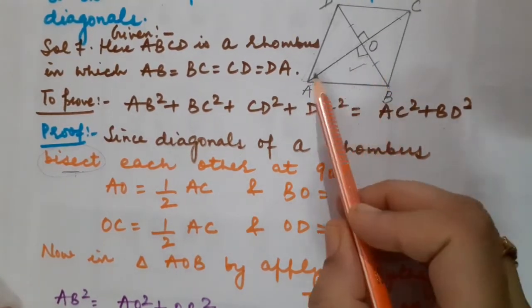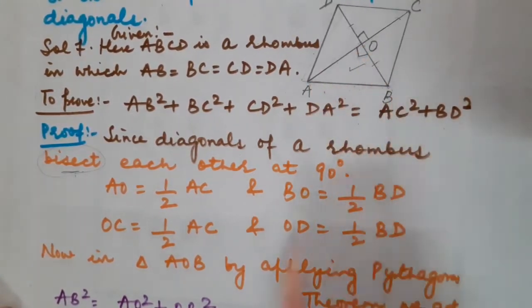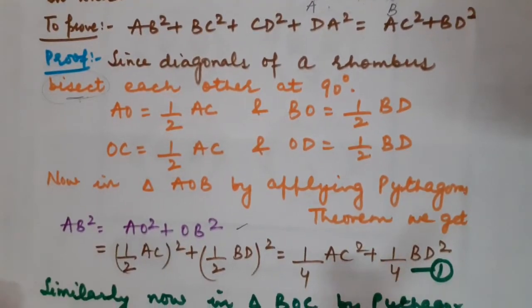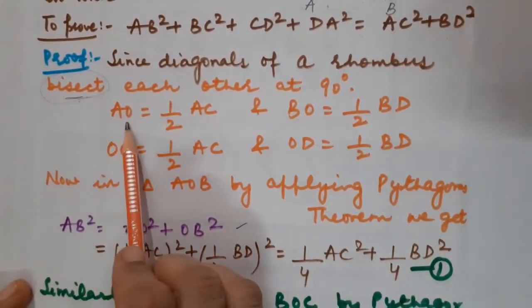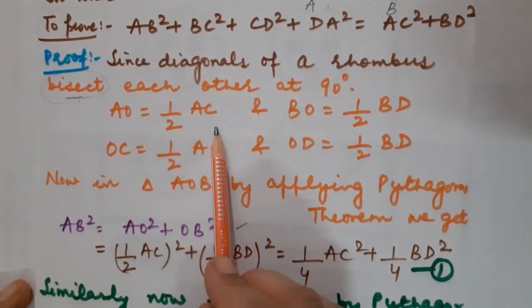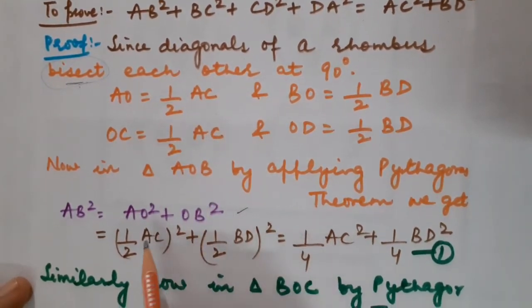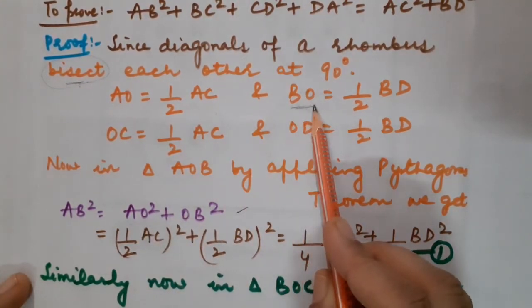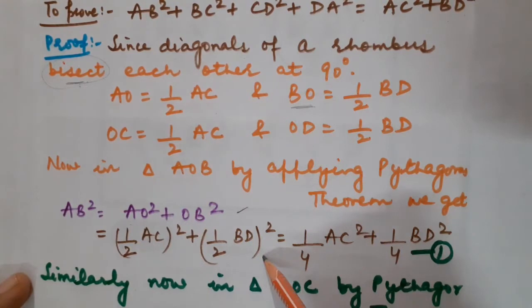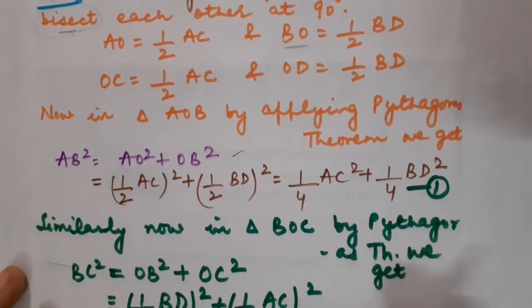Okay. So AB square is equal to AO square plus OB square. So this has been written while applying Pythagoras theorem. But I know that AO is half of the complete diagonal AC. So let us substitute the value of AO. In the same manner, substitute the value of BO, which is half of BD. Correct? So after taking their whole squares, I have got 1 by 4 AC square plus 1 by 4 BD square. So let it be considered as equation number 1.